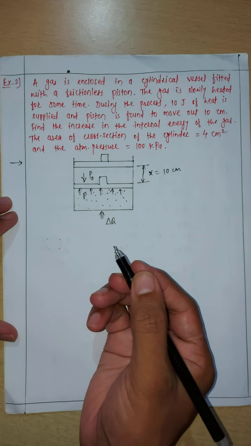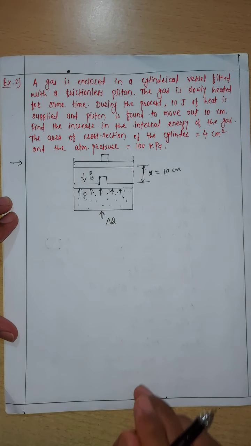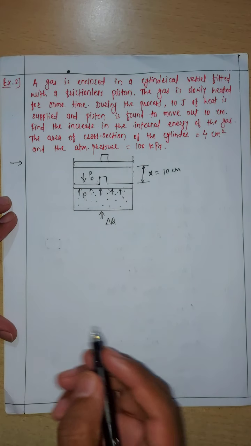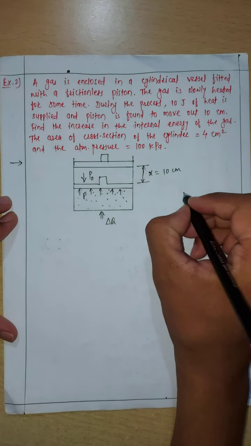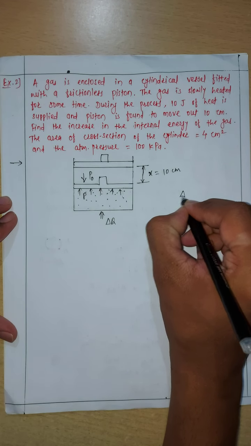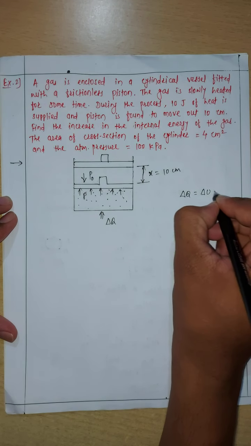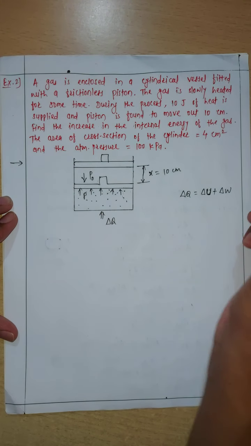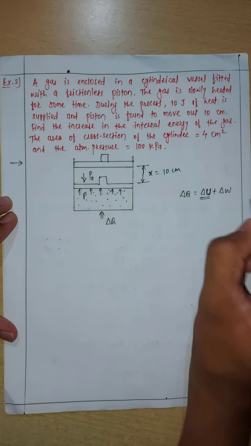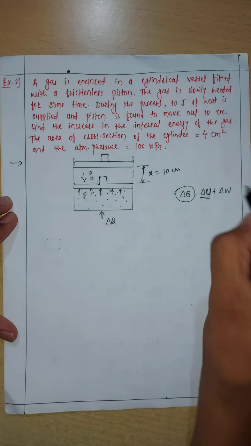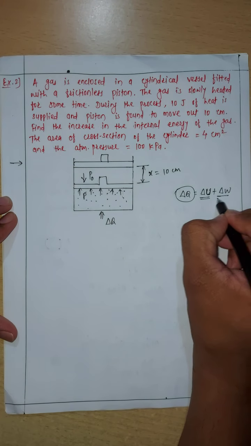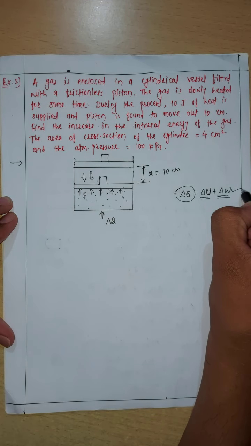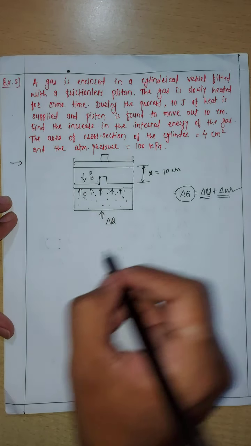What they ask you to calculate is the increase in internal energy. How can we calculate this? We just have to calculate with the help of the first law of thermodynamics, that is delta Q is equal to delta U plus delta W. With the help of this formula, we can calculate the increase in internal energy. We have a value of delta Q, but we don't have the value of delta W. So first of all, we are going to calculate the value of delta W and put it in the formula.